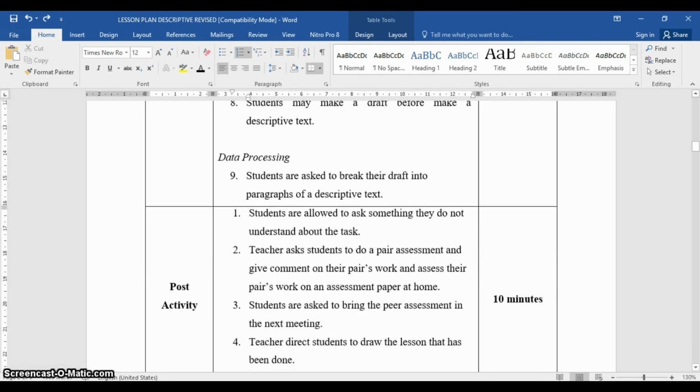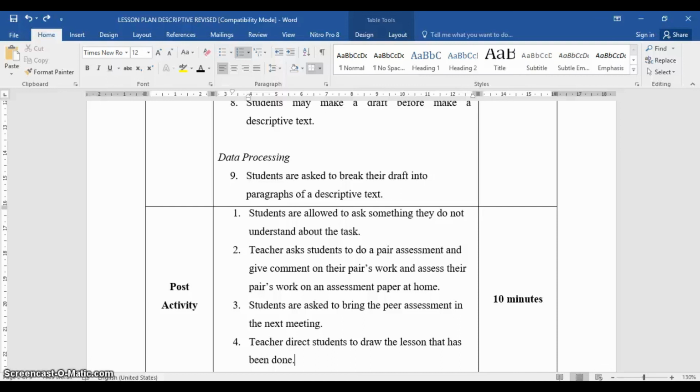And then in the post activity, the students are allowed to ask something they do not understand about the task. Then, the teacher asks students to do a peer assessment and give comments on their peers' work on an assessment paper at home. The students should assess how their partner developed and organized the ideas, the grammar use, the vocabulary, and also the mechanics. After that, the teacher also asks students to bring the peer assessment in the next meeting.